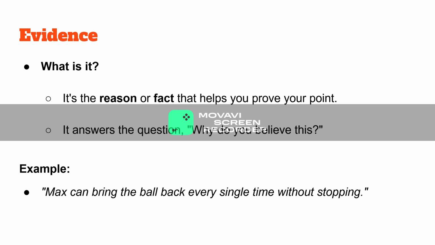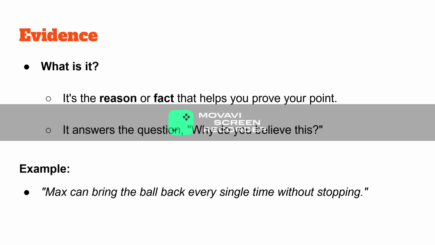Now evidence. It's the proof. It shows facts and reasons that your point is true. So it is the reason or facts to prove your point, and it answers the question, where exactly or why do you believe it? From the story of Max, you can understand that it's not only one single time, rather every single time he went to fetch the ball, he never stopped, and he was not feeling tired either. So that is our evidence to prove our point that he is best.